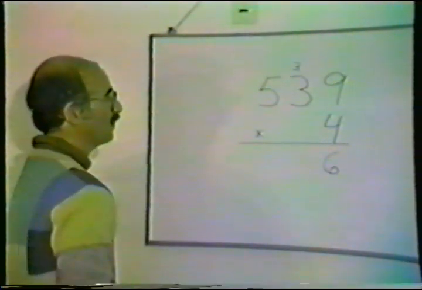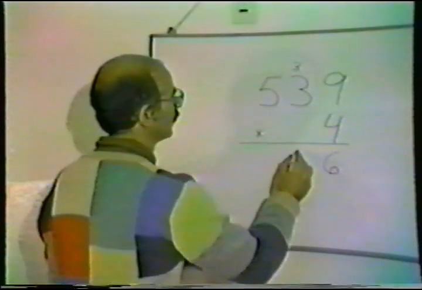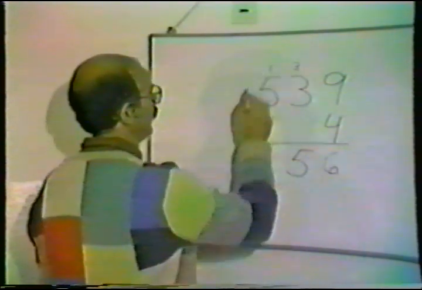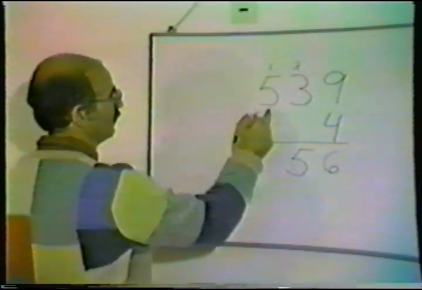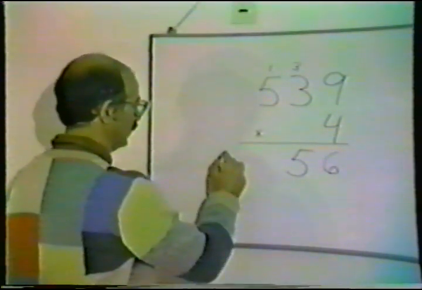3 times 4 is? 12. Plus 3, 15. Put down the 5, carry the 1. 5 times 4 is? 20. Plus 1. 21.